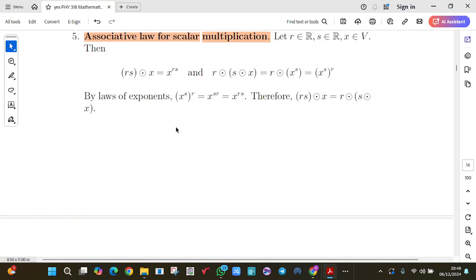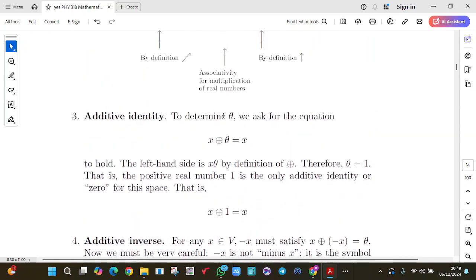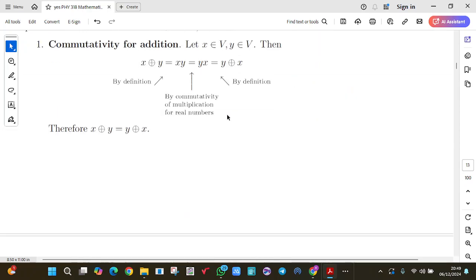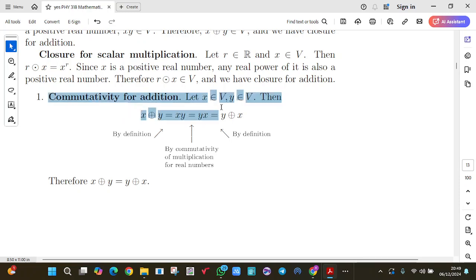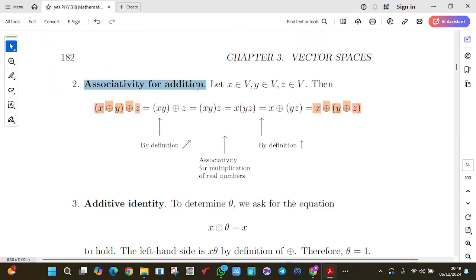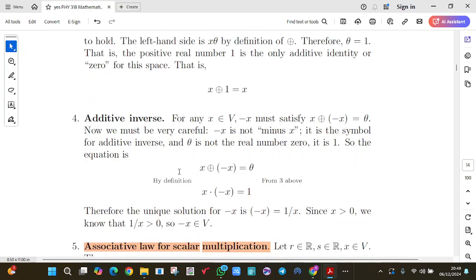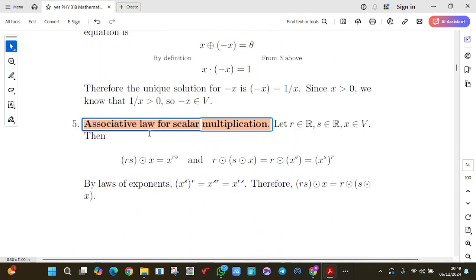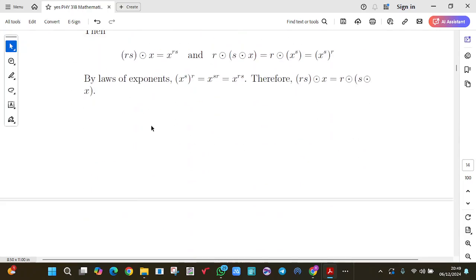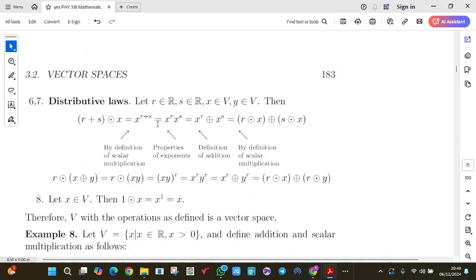I can give you an example and say let's define the scalar operator like this, and let's define the additive operator like that. Prove that it forms the associative law, closure law, identity law, inverse law, and so on and so forth. I can say prove the commutative law for it, associative law for it, identity law, inverse law, and then the distributive law.